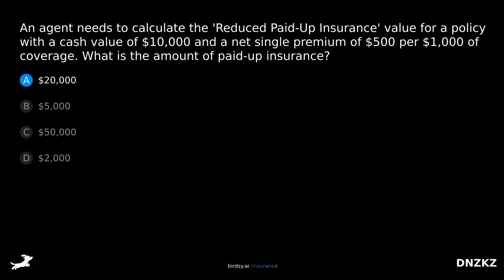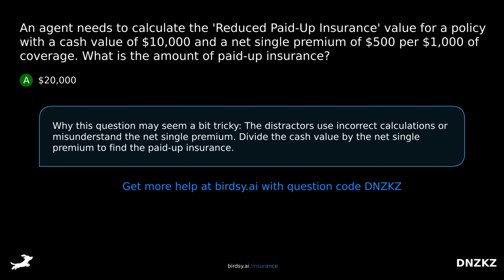Is it A, $20,000, B, $5,000, C, $50,000, or D, $2,000? The answer is A, $20,000. Why this question may seem a bit tricky. The distractors use incorrect calculations or misunderstand the net single premium. Divide the cash value by the net single premium to find the paid-up insurance.